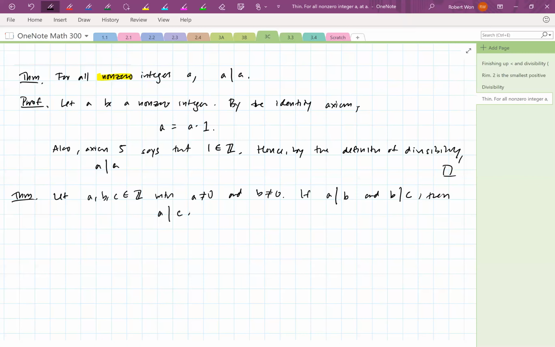But, you know, there's different benefits and drawbacks to any way to design a course. But let's prove this. Okay, so this is an if-then statement. So let's just prove it directly. Okay, so let's suppose that a, b, and c are integers, and a and b are non-zero.